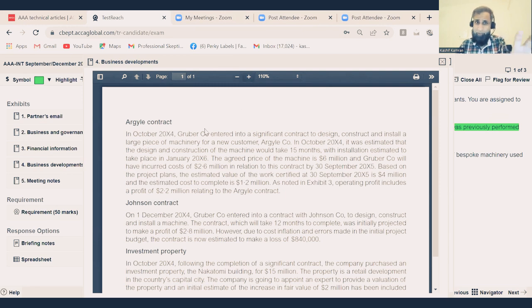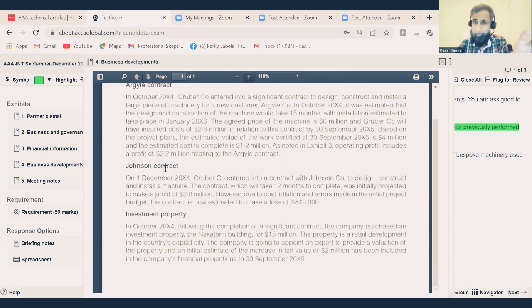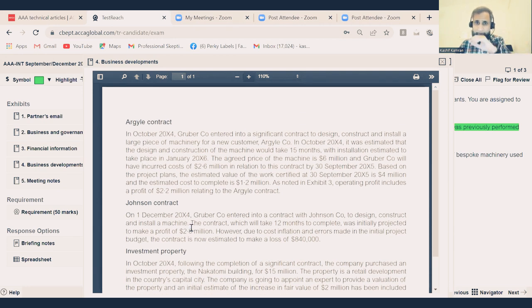we are getting information about the Argyle contract, which is a contract on which you have to recognize the profit. Then there is a Johnson contract, which is a loss-making contract. And then there is the investment property. Now we've already read about them, but something which is important: we need to determine the stage of completion for the Argyle contract, right? Because we need to recognize the profit on the stage of completion. Let's see what the stage of completion is.